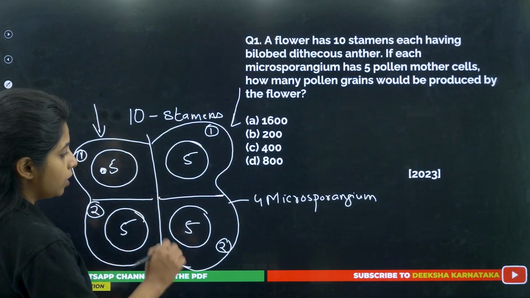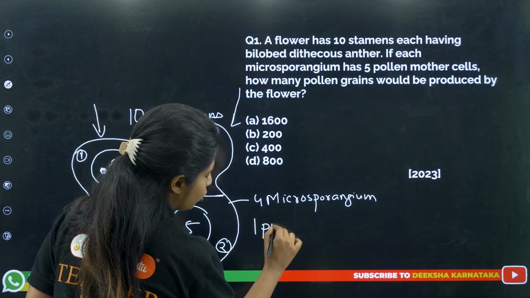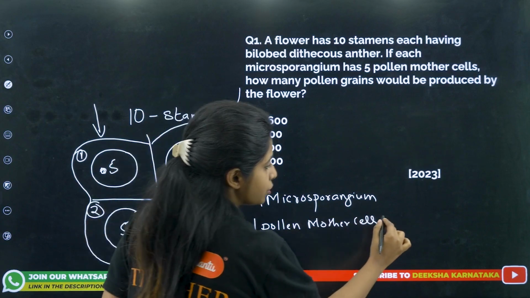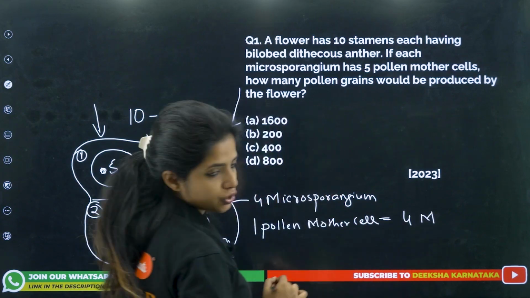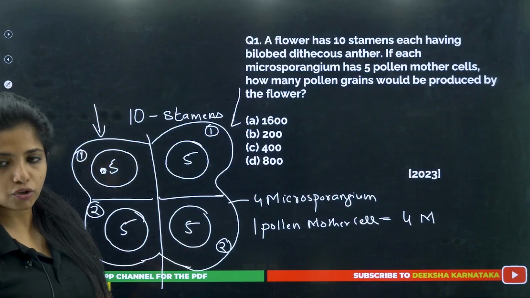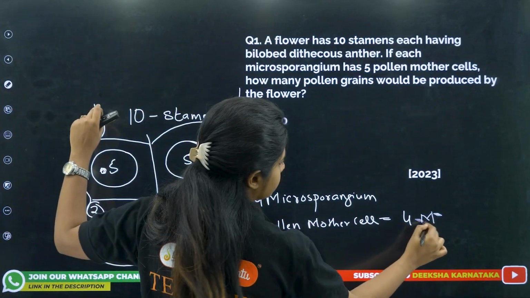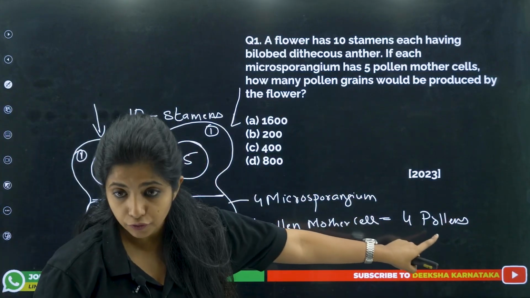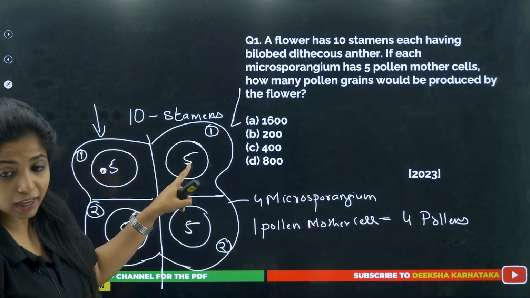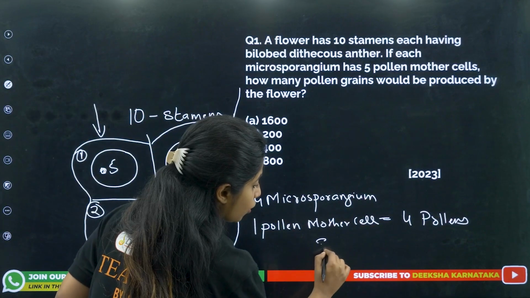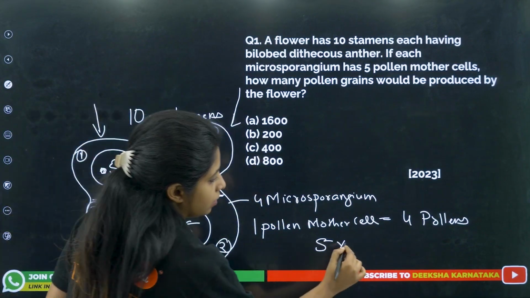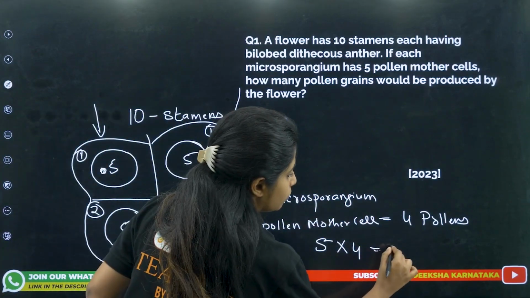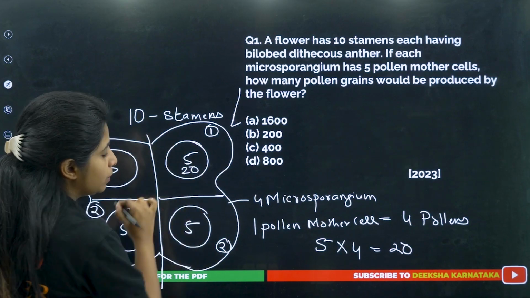One pollen mother cell produces 4 pollens at the end. Okay, 4 pollens or 4 microspores actually, but yes, you can write 4 pollens at the end. If one is producing 4, how many will 5 of them produce, children? If you have 5 of them and 5 of them are going to produce 4 pollens each, you will be having 20 over here. There will be 20 pollen grains produced by this.